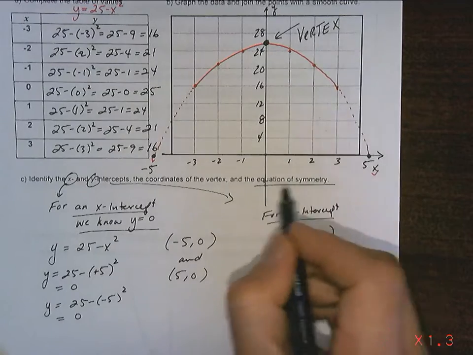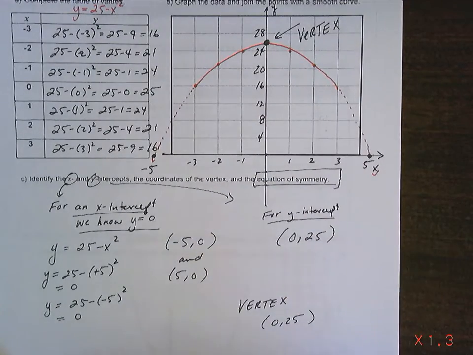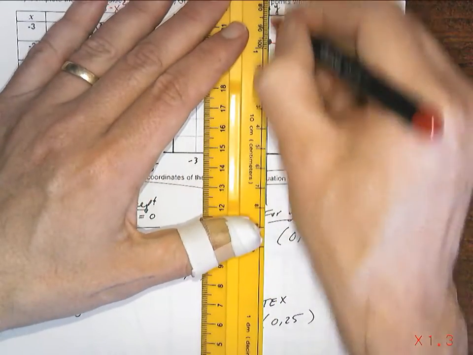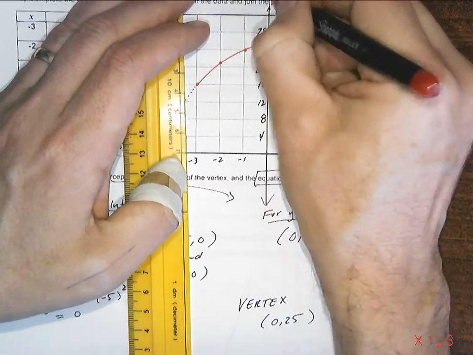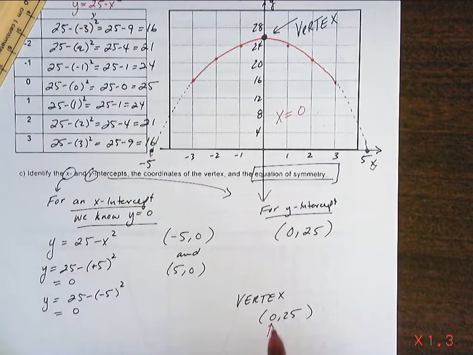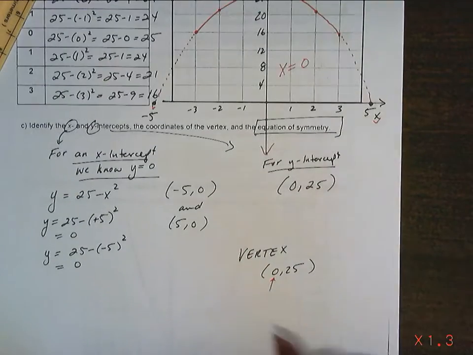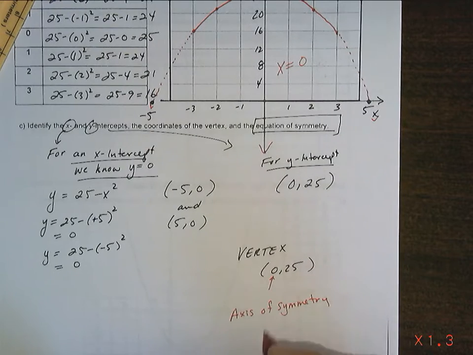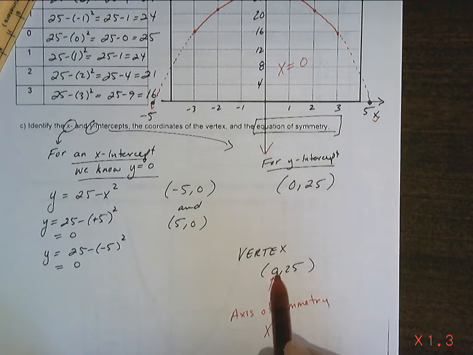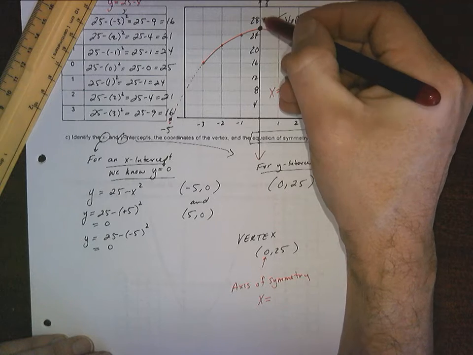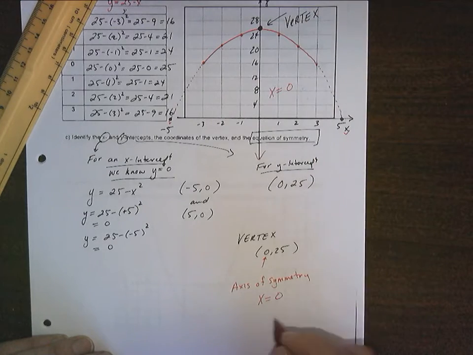And finally, they want the equation of the axis of symmetry. The axis of symmetry cuts right through the vertex. And it's going to be x equals 0. And notice, it's the same as this value here in the vertex. So your axis of symmetry is always going to be x equals a number, and it's always going to be this number because it crosses through your vertex, always. So in this case, it's x equals 0.